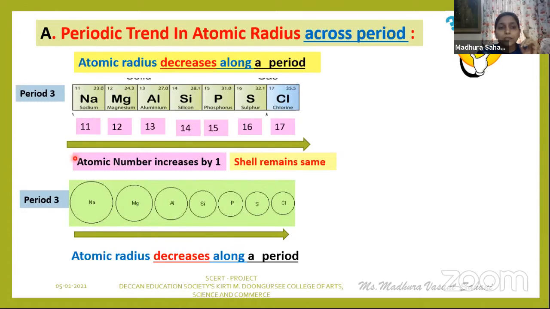Just look at this diagram. See here, if you compare the atomic size of sodium with chlorine, you will come to know that the atomic size of sodium is larger, whereas the atomic size of chlorine is smaller. Because as you move from left to right, your nuclear charge goes on increasing, the screening effect remains the same, but effective nuclear charge is more, and as effective nuclear charge is more, outer electrons are tightly held by the nucleus. Hence there is a reduction in the size of an atom, and therefore we can say that atomic radius decreases along the period.